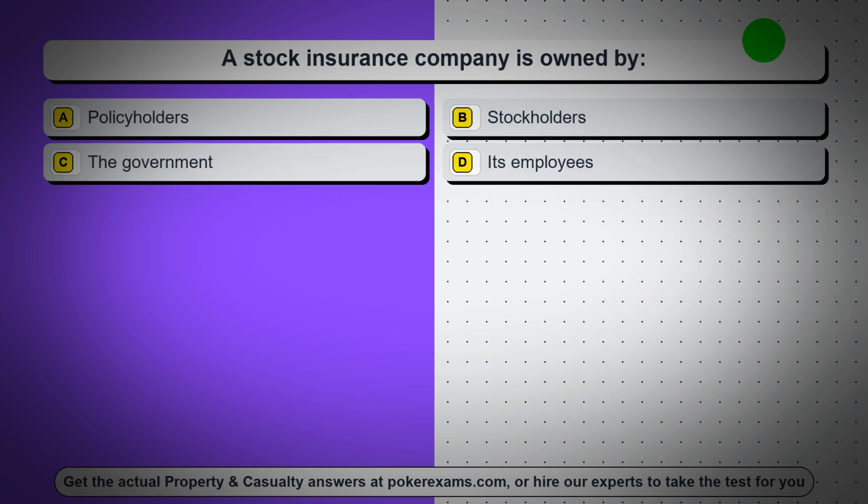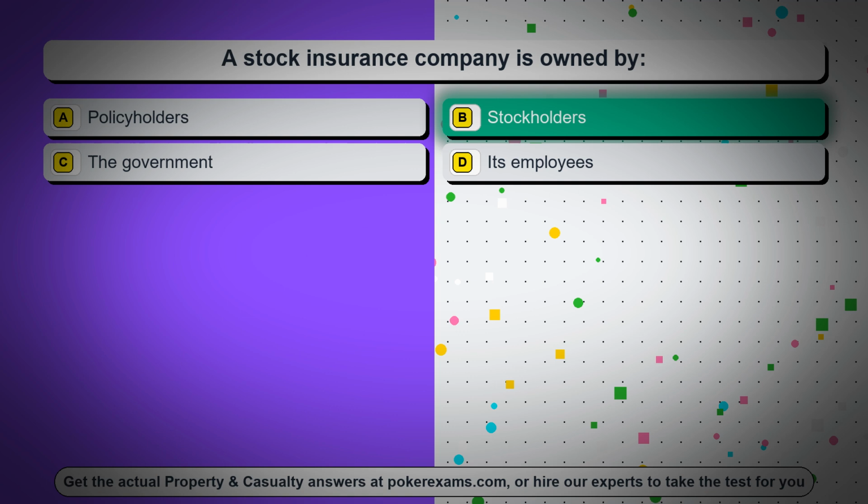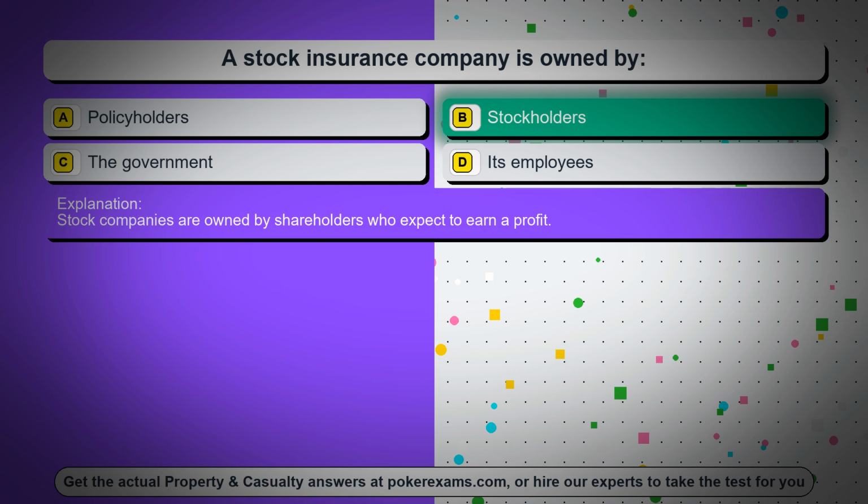Question 65. A stock insurance company is owned by, option A, policyholders, option B, stockholders, option C, the government, option D, its employees. The correct answer is option B, stockholders. Stock companies are owned by shareholders who expect to earn a profit.